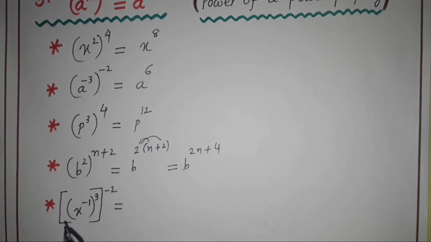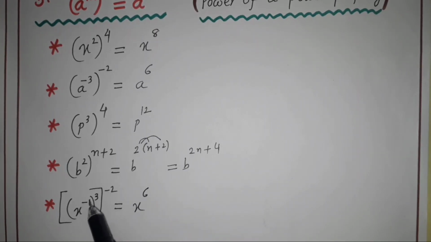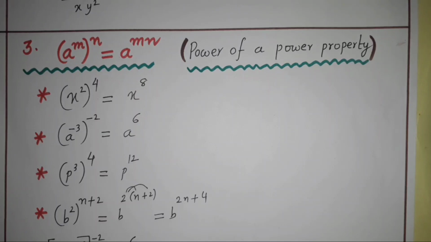Observe here. Next, (x to the power of minus 1) whole cube, whole to the power of minus 2. Then all should be multiplied. Minus 1 into 3 into minus 2, which is equal to plus 6. Because minus into minus is plus, 1 into 3 is 3, 3 into 2 is 6. So this is called the power of a power property.